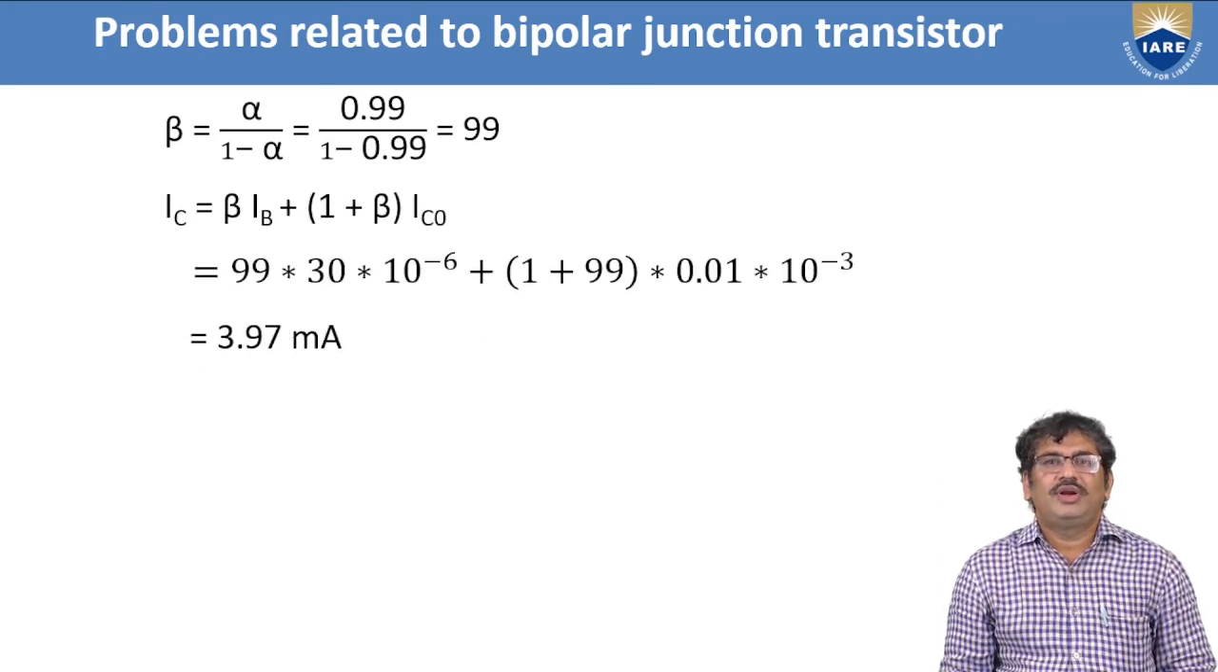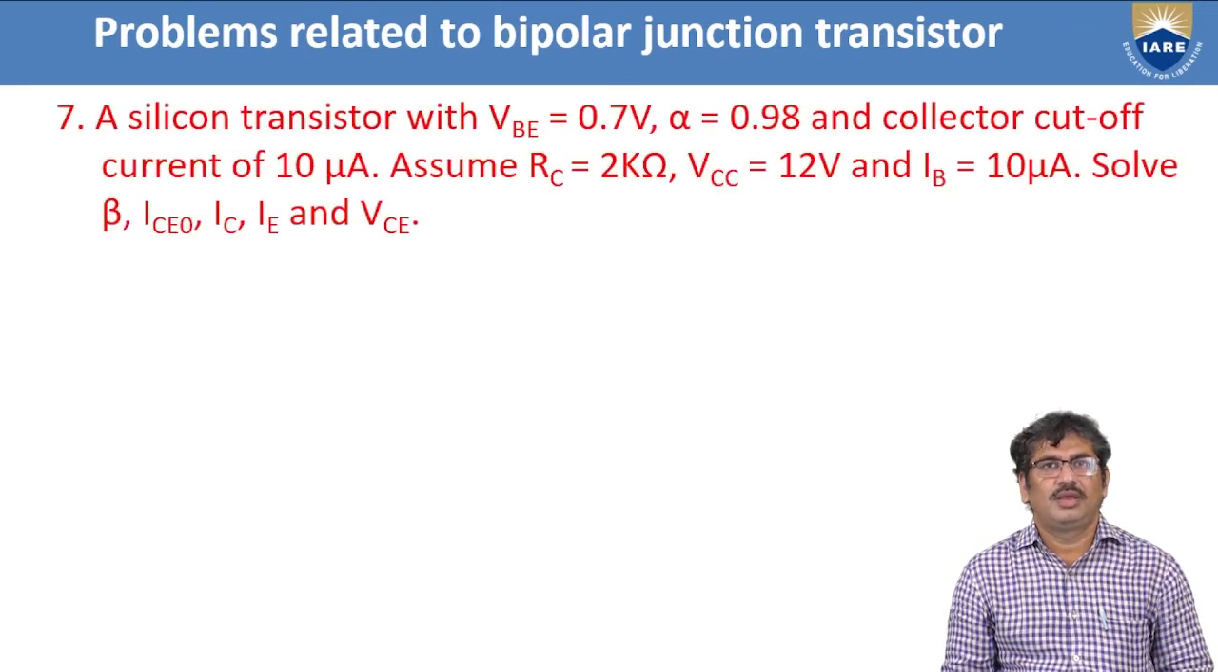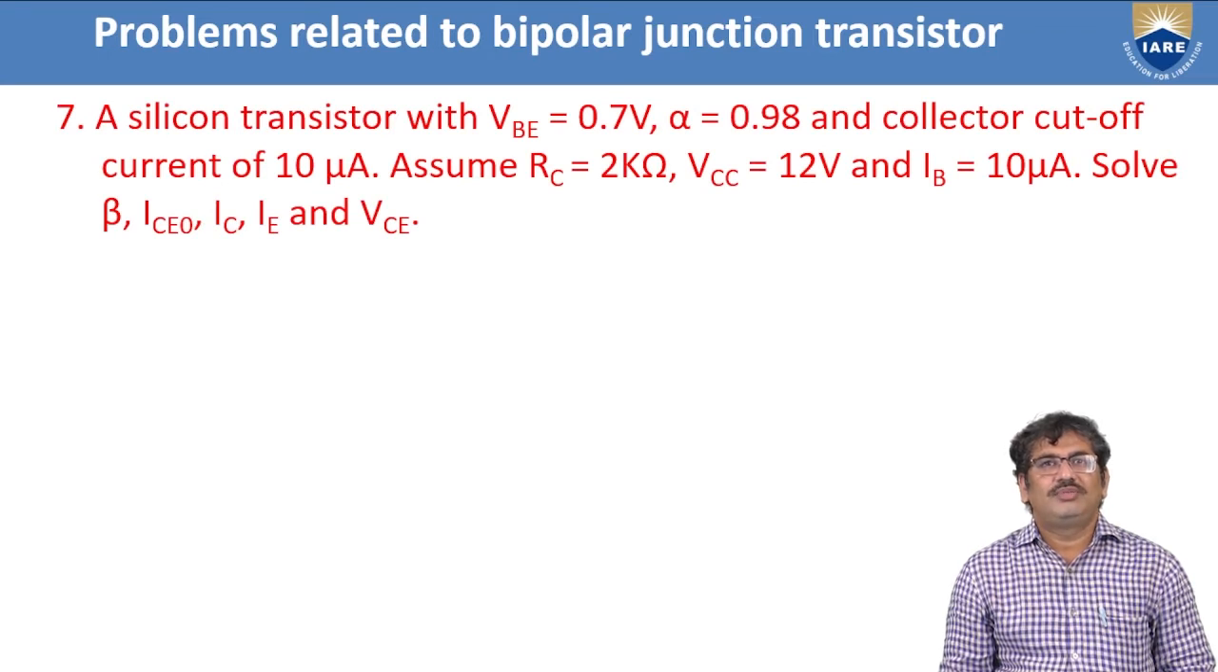The collector current for common emitter configuration in terms of the input base current and the reverse saturation collector current ICO, we can write as IC is equivalent to beta times IB plus 1 plus beta times ICO. Upon substituting the corresponding values, beta as 99 and IB as 30 into 10 power minus 6 amperes, plus 1 plus 99 into ICO as 0.01 into 10 power minus 3, which will give us 3.97 milliamperes. Next, we will move to the seventh problem.